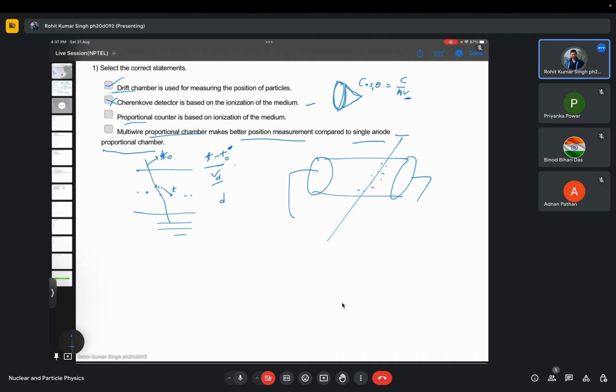The distance traveled. So you will precisely know how far the interaction happened, so you can reconstruct the track of the charged particle. These are done in algorithms. This is how we design the software of detectors. There are reconstruction algorithms which do these things, but the basic principle is the same. So yeah, the drift chamber is used to measure the position of particles.